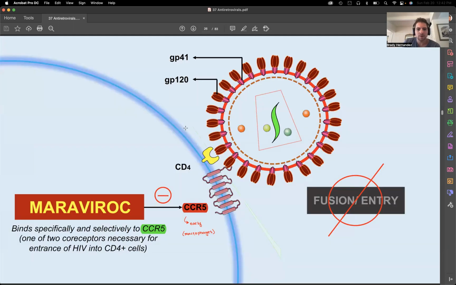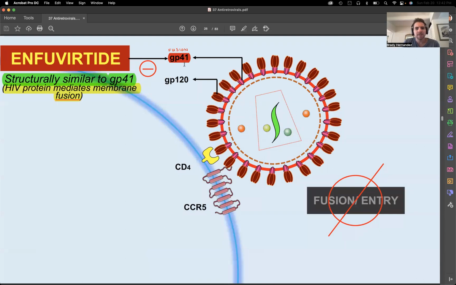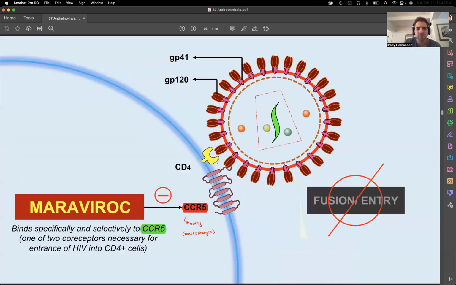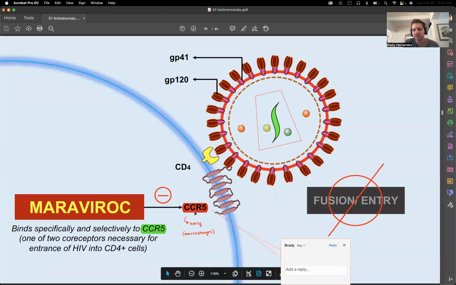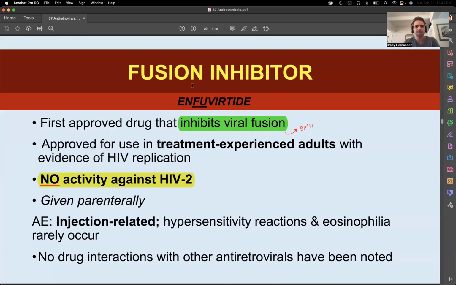And then, yeah, so you can see here, CCR5, that's that early phase. This is like that initial infection that you want to use it on. And see GP41, right? So this is this fusion, 41 in fusion, you can give it Enfuvirtide. So similar to 41, it helps to prevent fusion entry. So Maraviroc works on CCR5, whereas Enfuvirtide works on the GP41. Okay, same kind of principle, but keep those separate.